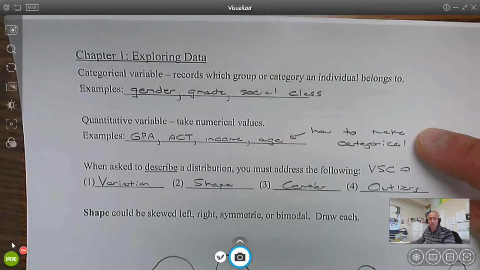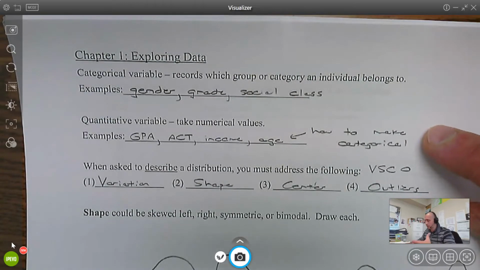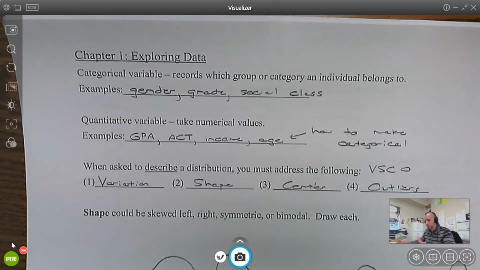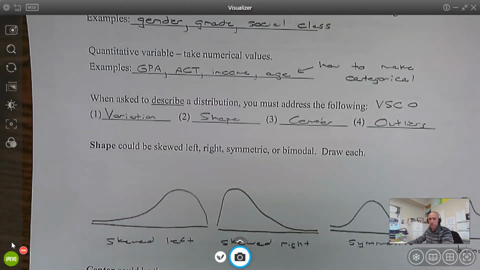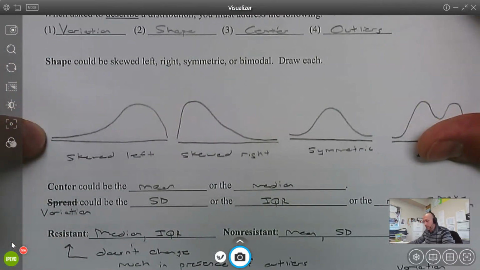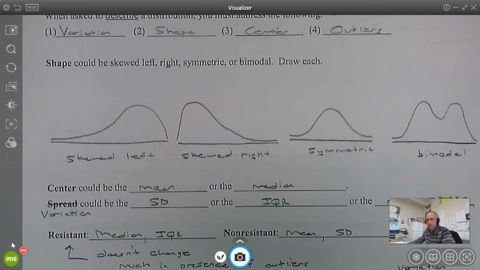If I want to make something that's quantitative categorical, I could say age is like youthful, middle age, older age, or put categories like 10 to 19, 20 to 29, 30 to 39. We talked about shape here. 4 different kinds of shapes. Skewed to the left, the tail is on the left. Skewed to the right, the tail is on the right. Roughly symmetric. Bimodal, 2 peaks.